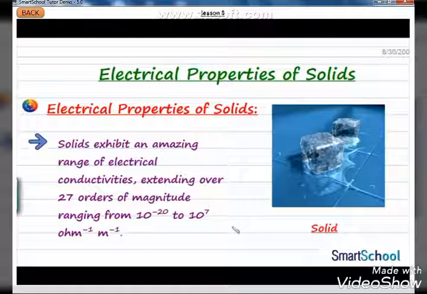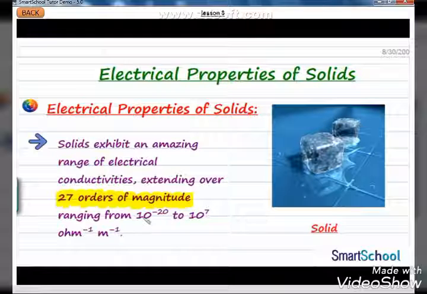Electrical properties of solids. In this section, we will study about electrical properties of solids. Solids exhibit an amazing range of electrical conductivities extending over 27 orders of magnitude, ranging from 10 to the power minus 20 to 10 to the power 7 ohm minus 1 meter minus 1.